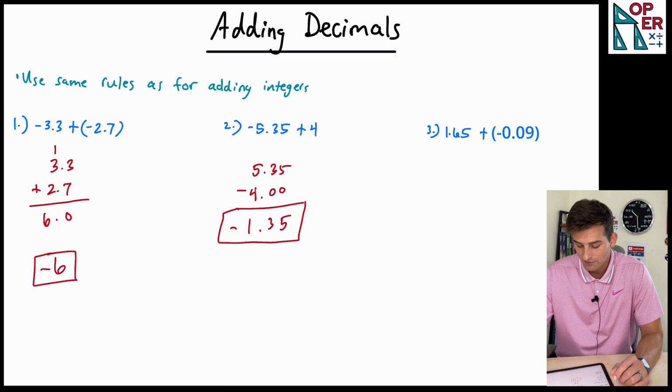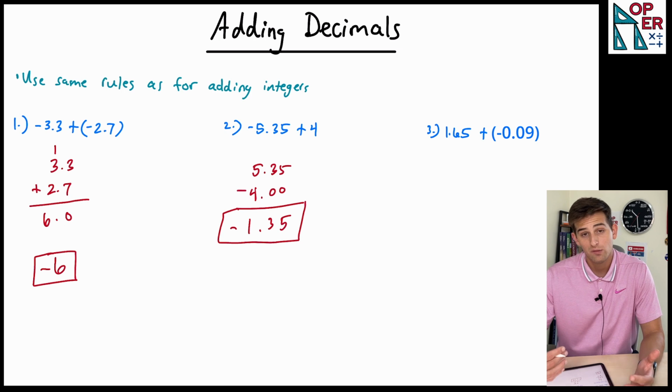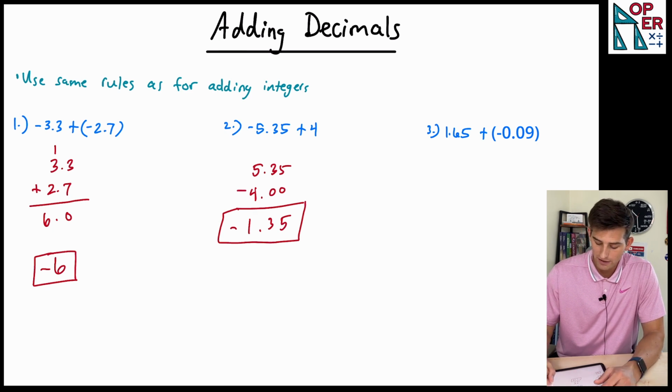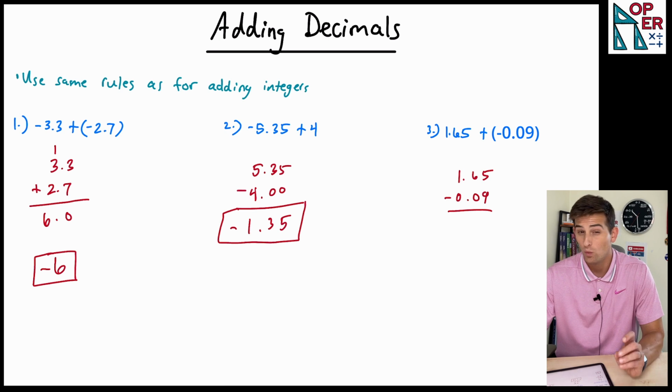And lastly, for number 3, similar to number 2, we have one positive and one negative. So we're going to subtract the smaller absolute value, which would be 0.9, from the larger absolute value, which would be 1.65. So we're going to do 1.65 minus 0.09. Notice I added a 0 in the tenths place there, just to create alignment between the number of decimals or the number of place values that my numbers have.